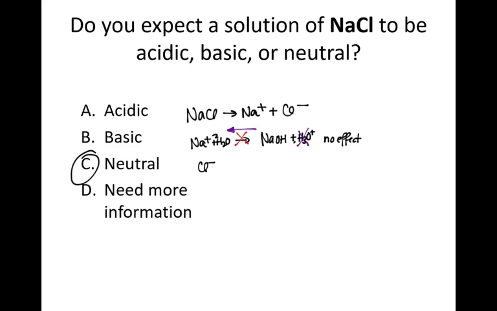Similarly, like we did before, chloride doesn't become HCl and OH-, so nothing happens. This also has no effect on the pH of the solution. And so if you dissolve sodium chloride in neutral water, which is the underlying assumption here, then the solution remains neutral.